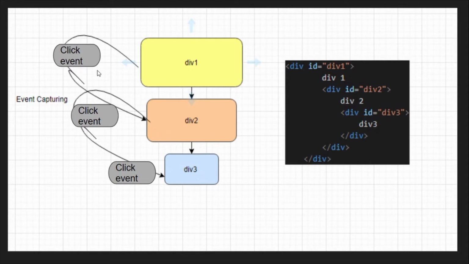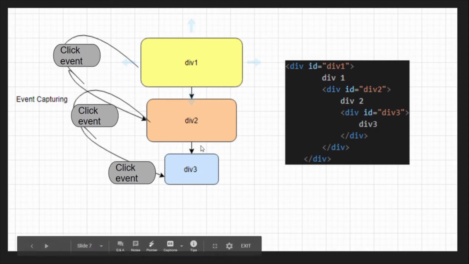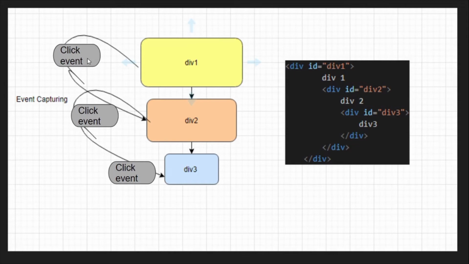And as previously, I will not click on div2 and div1, I will only click on div3. Since these two elements are its parents, first div1 will fire, then div2 will fire, then the div3 click event will fire, and this is from parent to child, and we call the entire process event capturing. This is not the default behavior in JavaScript, and it is very rarely used, but we can still achieve this with addEventListener.